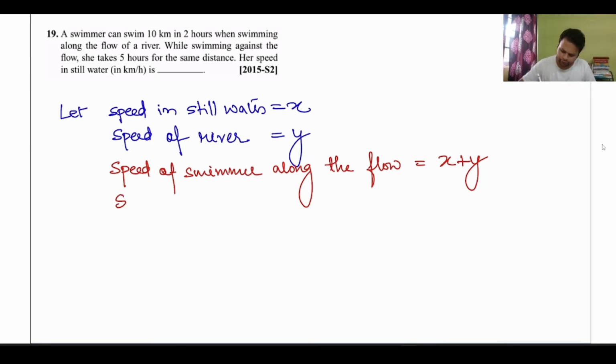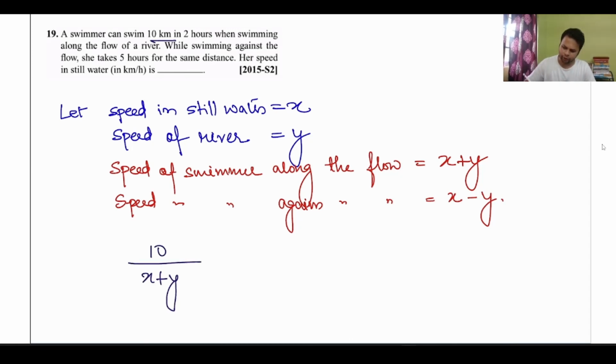And speed of the swimmer against the flow will be speed of the swimmer minus speed of the river. Okay, so what is given in the question? The swimmer can swim 10 kilometers in 2 hours when swimming down. So I can write 10 divided by x plus y along the flow is equal to 2. This is equation number 1.